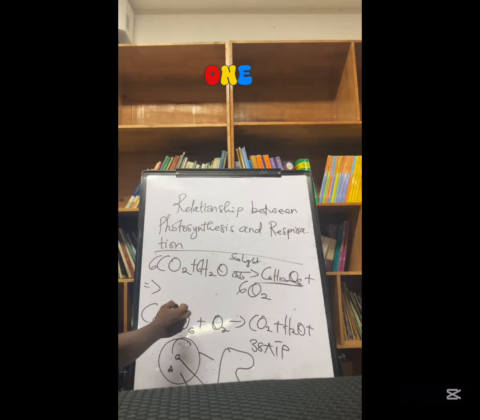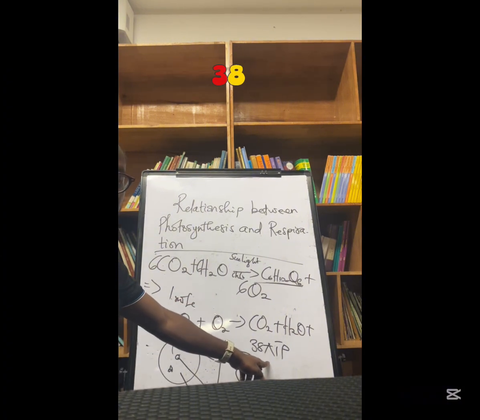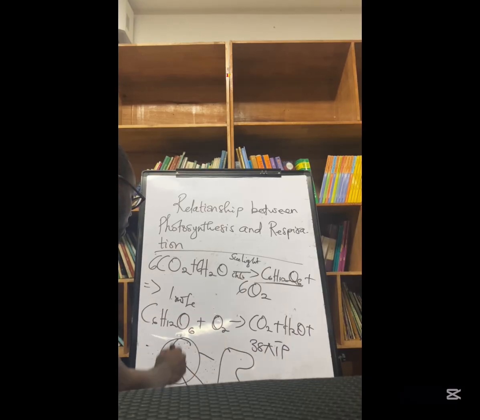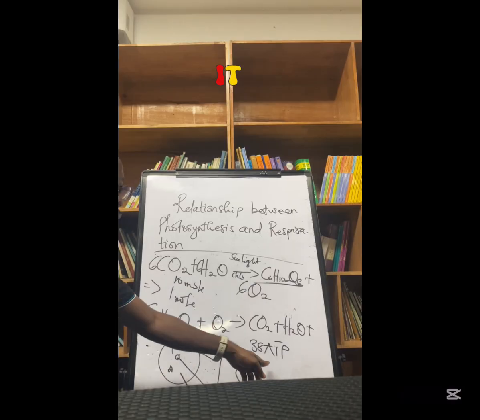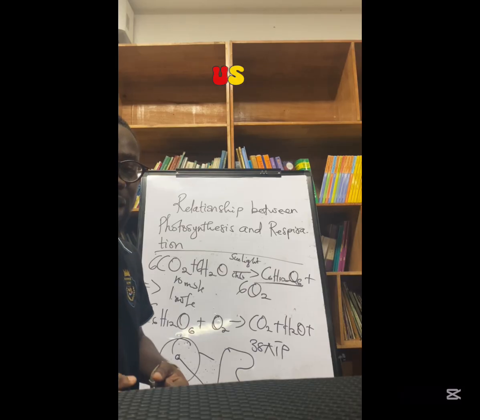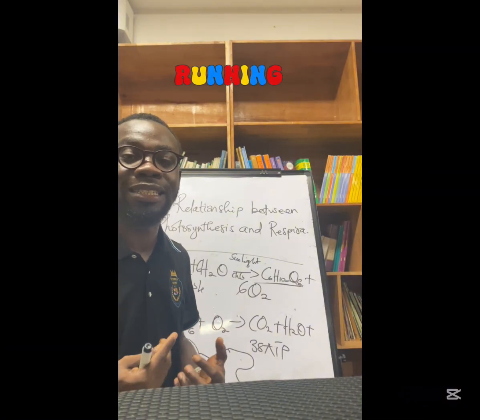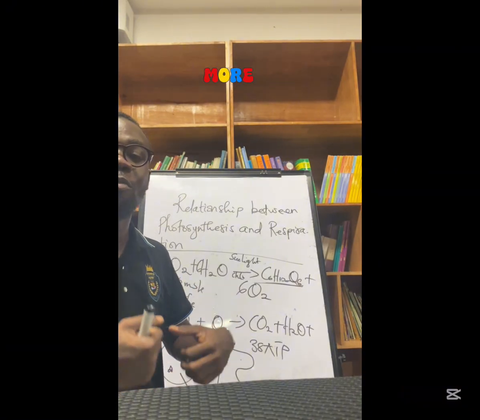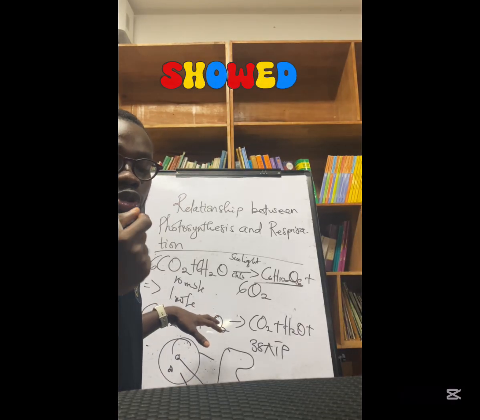So if one organism eats 1 mole of this glucose, it will result in 38 ATP. Therefore, if the organism eats 10 moles of glucose, it will result in 380 ATP. So the more you eat, the more you get energy. We know that they've been telling us if you go to the gym, you get more energy. And some people, they are running, you ask them, why are you running? They say to get energy. I'm so sorry. The more you eat, the more you get energy. And then respiration has shown us that.